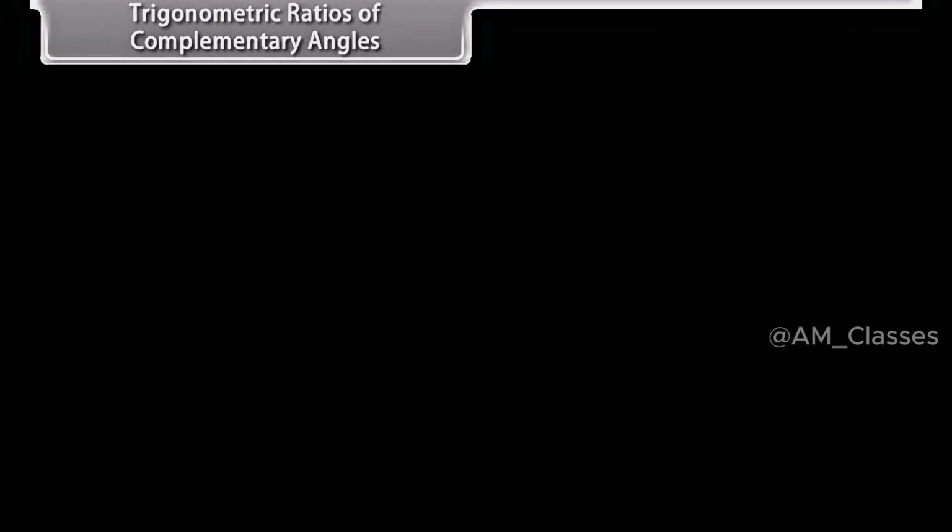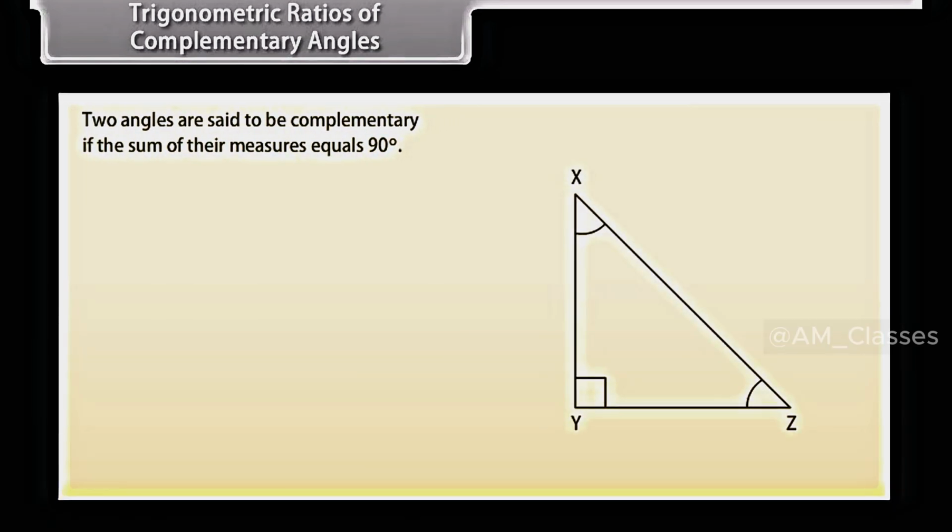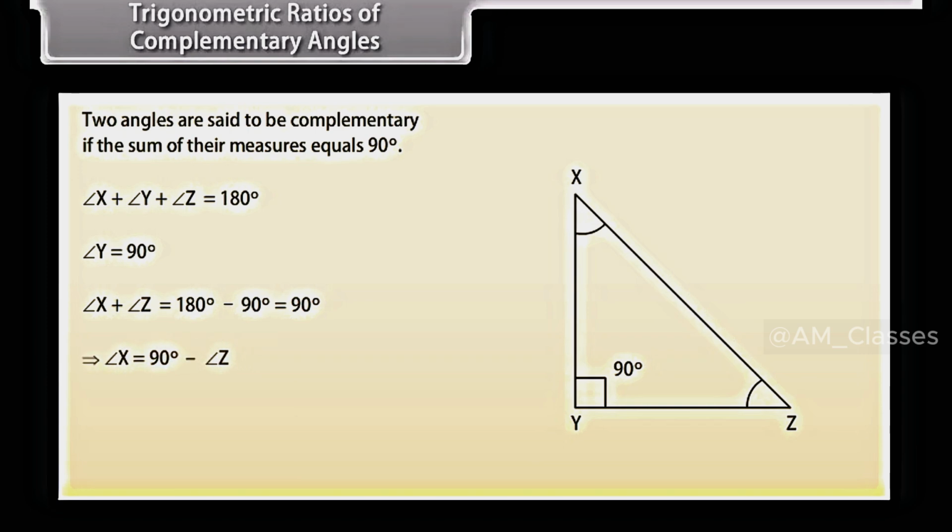Trigonometric ratios of complementary angles. Two angles are said to be complementary if the sum of their measures equals 90 degree. Consider the triangle XYZ, right-angled at Y. Angle X plus angle Y plus angle Z is equal to 180 degree. Angle Y is equal to 90 degree. Angle X plus angle Z is equal to 180 degree minus 90 degree equals 90 degree, which implies angle X is equal to 90 degree minus angle Z. Or simply, X is equal to 90 degree minus Z.